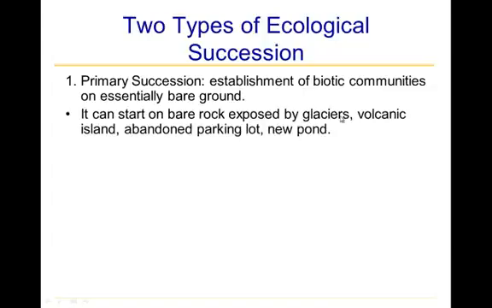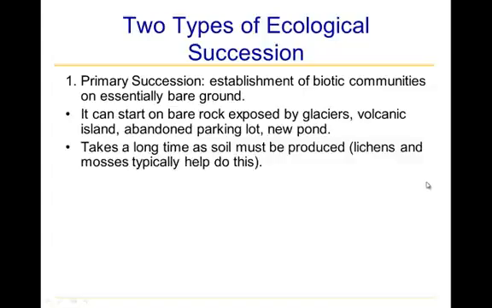Bare rock exposed by glaciers, volcanic islands, as I already talked about, even an abandoned parking lot. We can have a new pond. You can have succession there of aquatic organisms as well. So there are many things. This primary succession takes a long time, as soil typically must be produced, and that pioneer community, the first organisms to live there, are very important, but they have a very small effect, so it takes a long time for this small effect to move primary succession along.